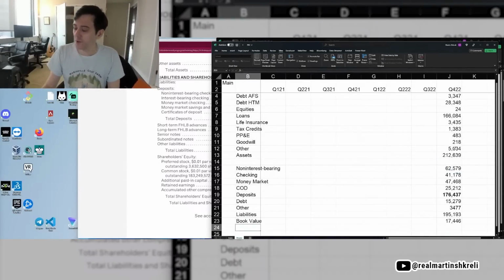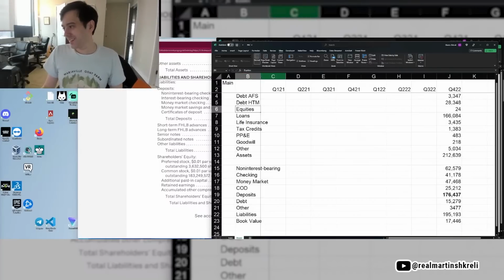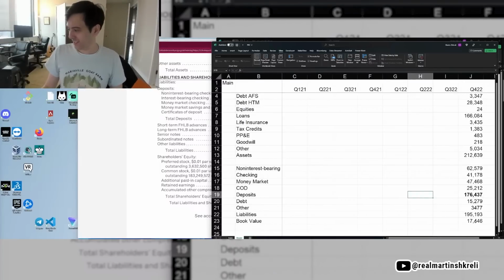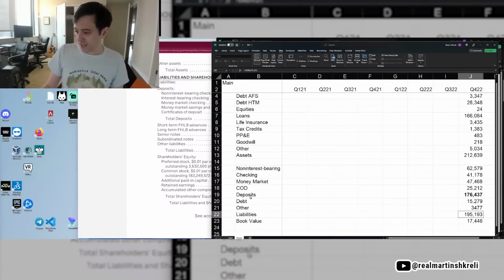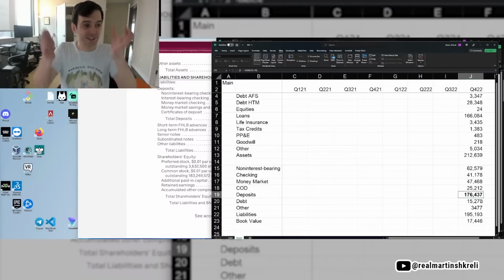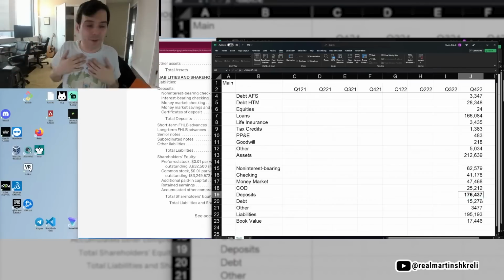So here's where the rubber hits the road. This is really interesting. I want you to pay attention to this. The book value is 17 billion, and it makes sense, right? These assets are worth 212, and these liabilities are worth 195. These liabilities won't really change, right? People have put 176 billion in this bank. So if they want the money back, they're not going to wake up one day and ask for 170 back. No, they put 176 in, they have the right to get 176 out.